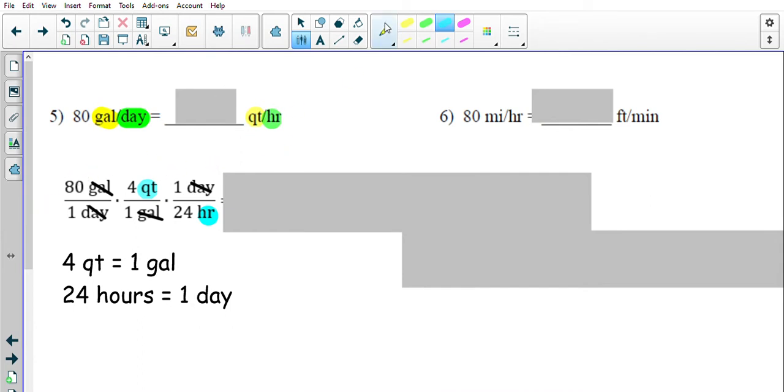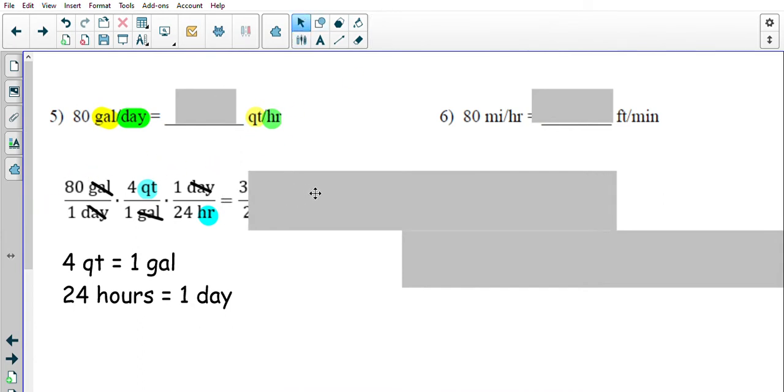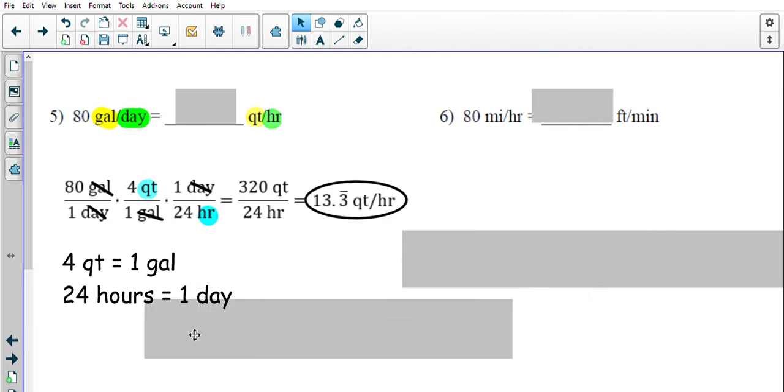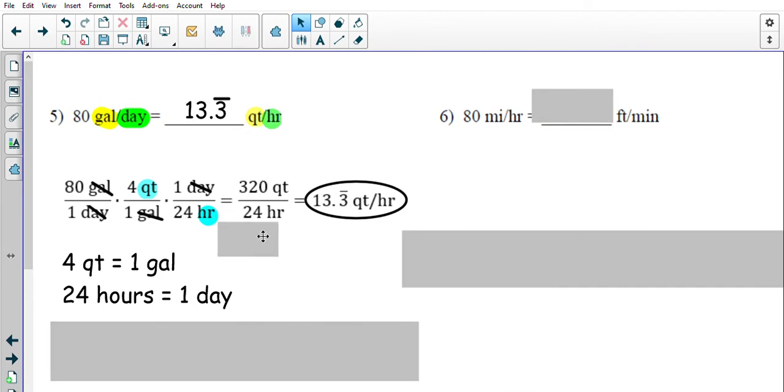Take 80 times 4 is 320 quarts on the top. 1 times 1 times 24 is 24 hours on the bottom. Take 320 divided by 24. You will get a repeating decimal, which happens sometimes, not often, but 13.3 repeating quarts per hour. And again, don't forget to double check this in your calculator. Practice plugging this in as we walk through it.